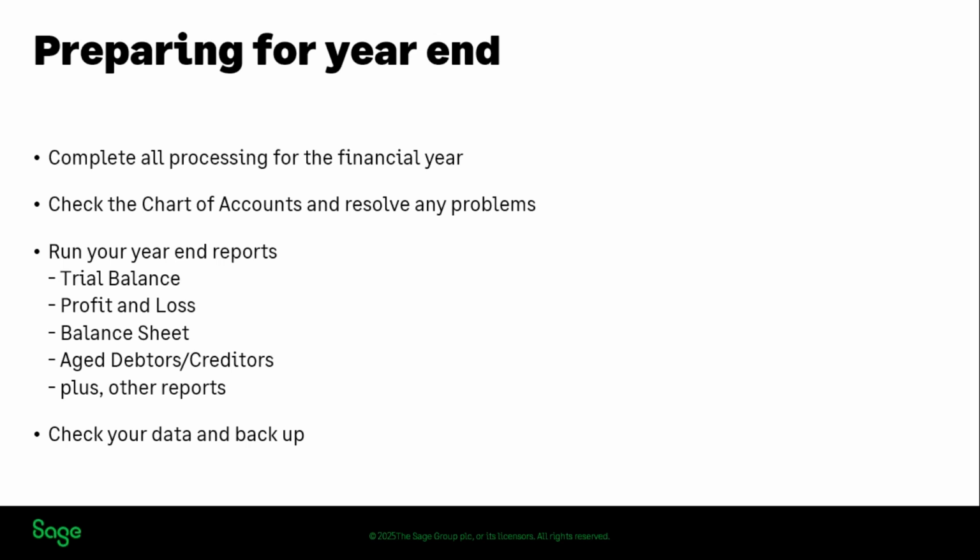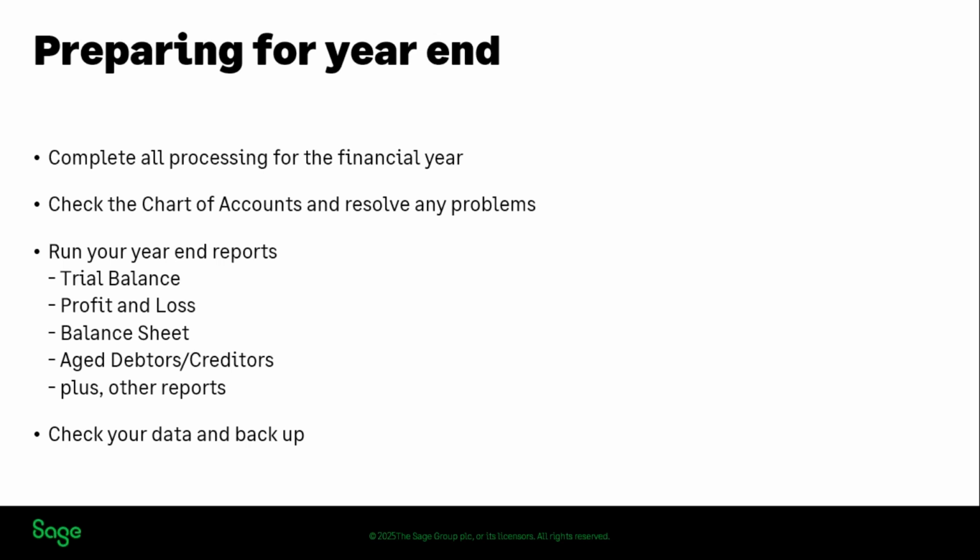Next is to check your chart of accounts and resolve any errors in your chart of accounts. One of the steps that your year end will do is it will clear any profit and loss nominal codes, and that is determined by your chart of accounts. So if there's anything missing in terms of the chart of accounts, it may not clear those down and cause you issues further down the line. Don't worry, I will be demonstrating that in just a moment.